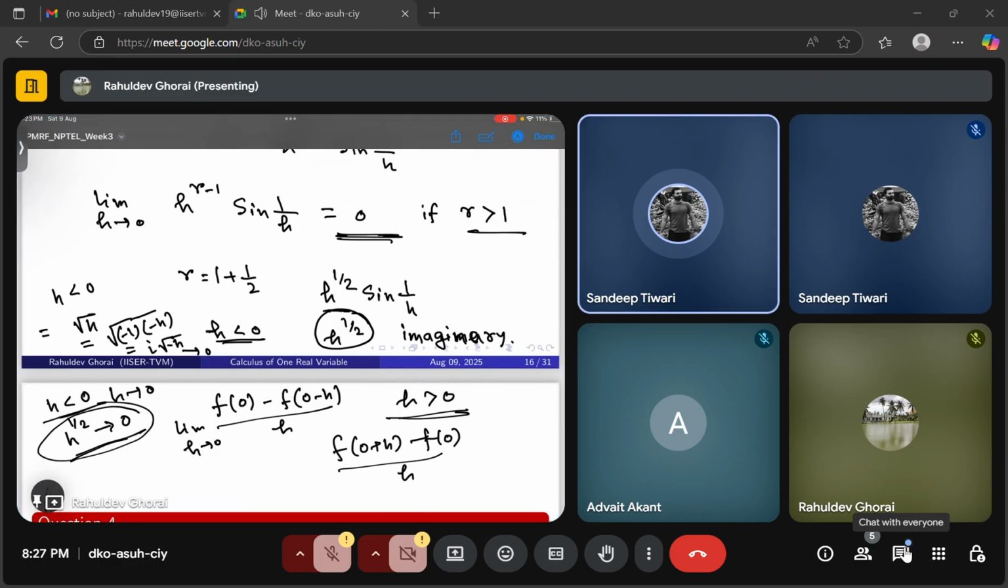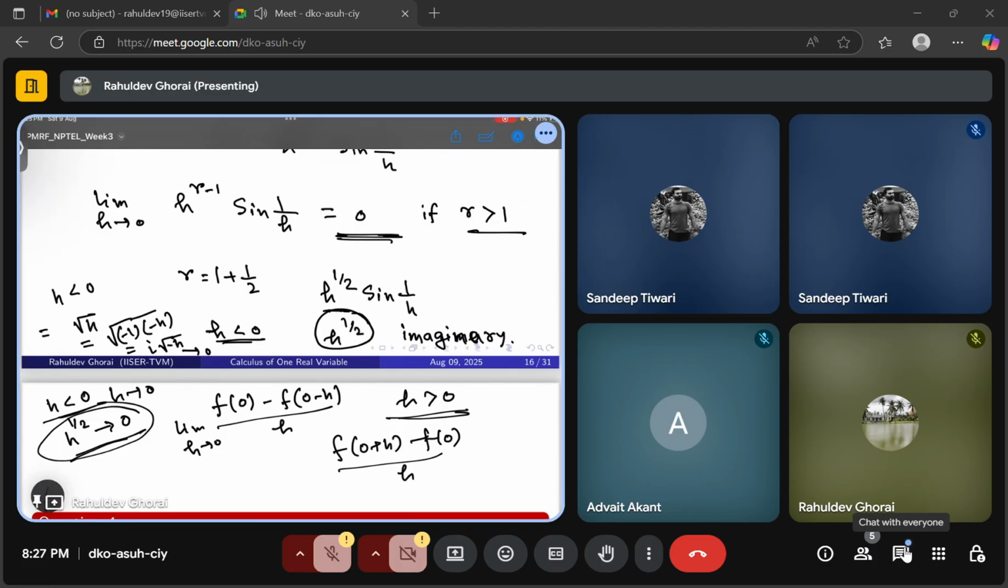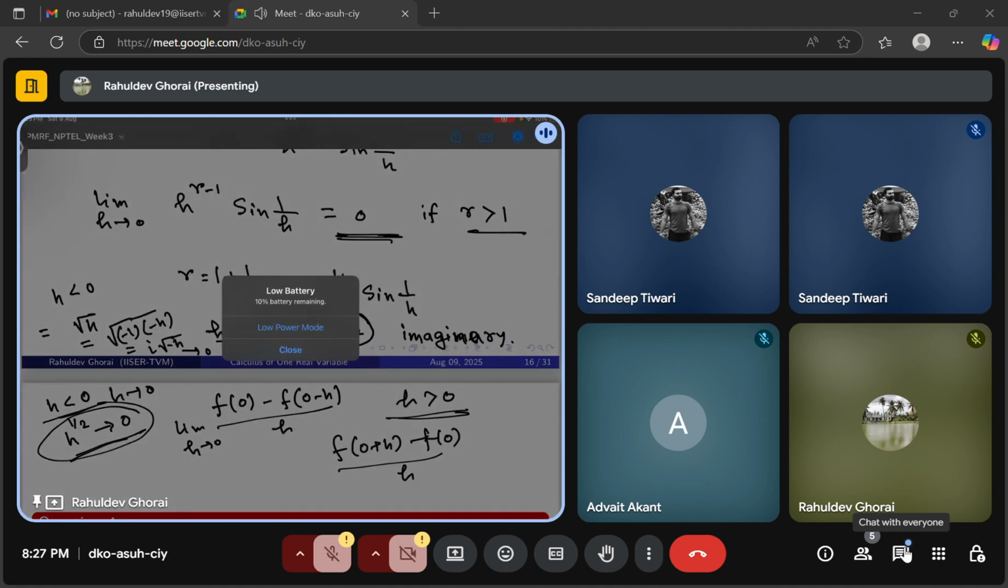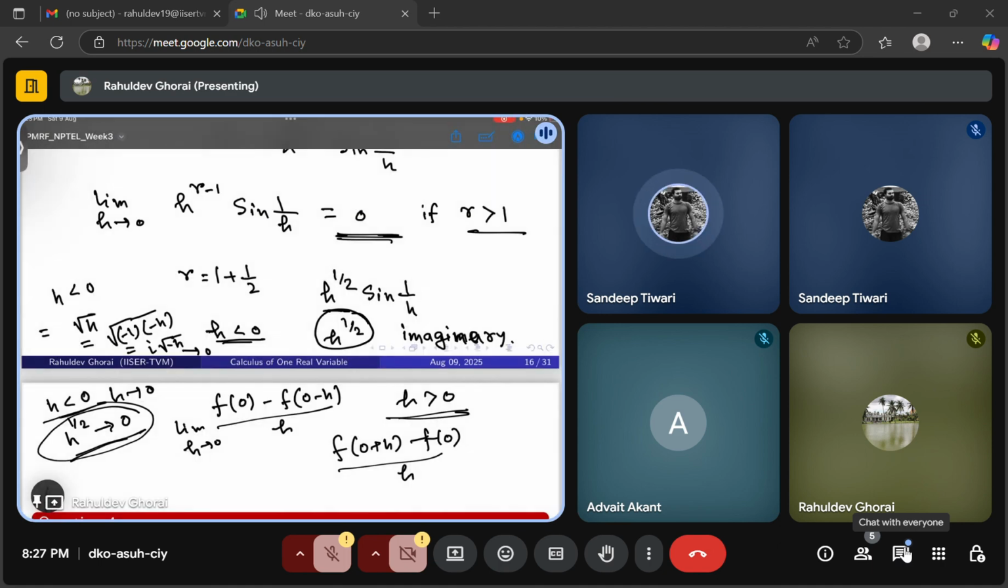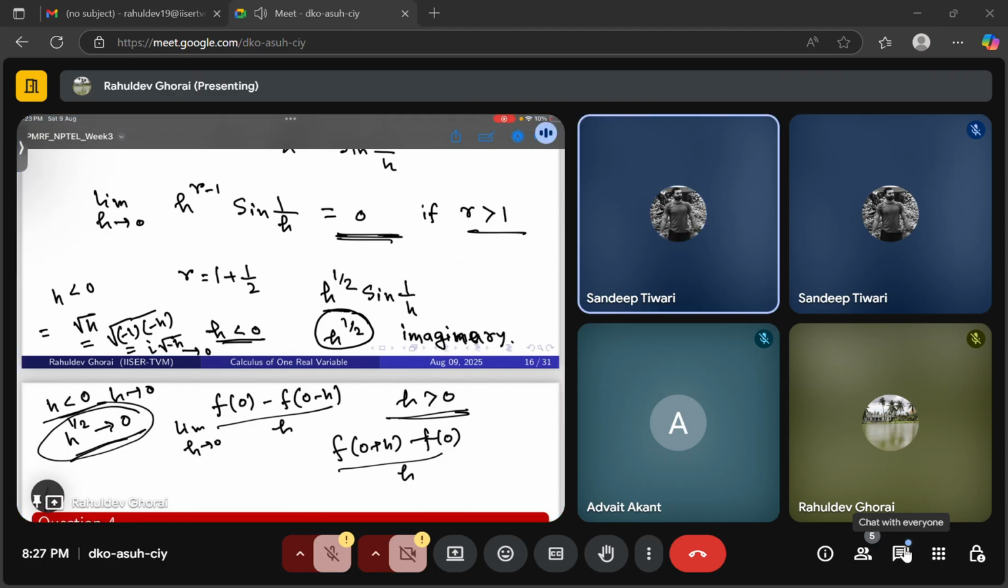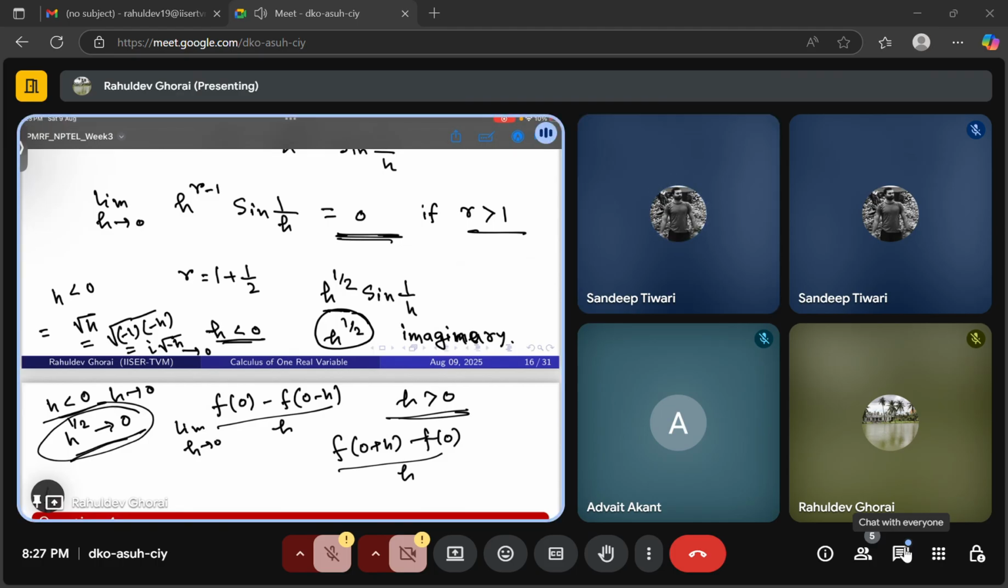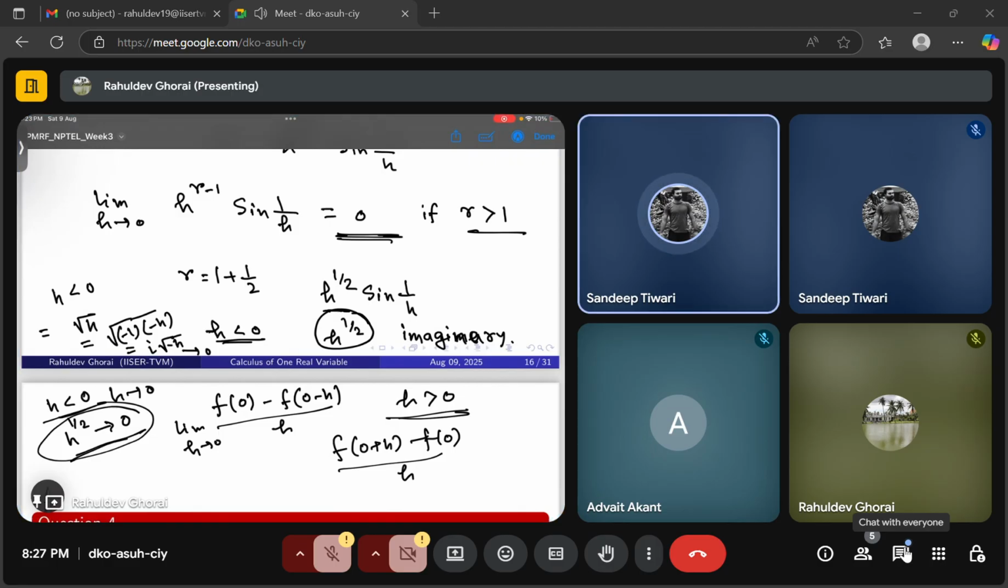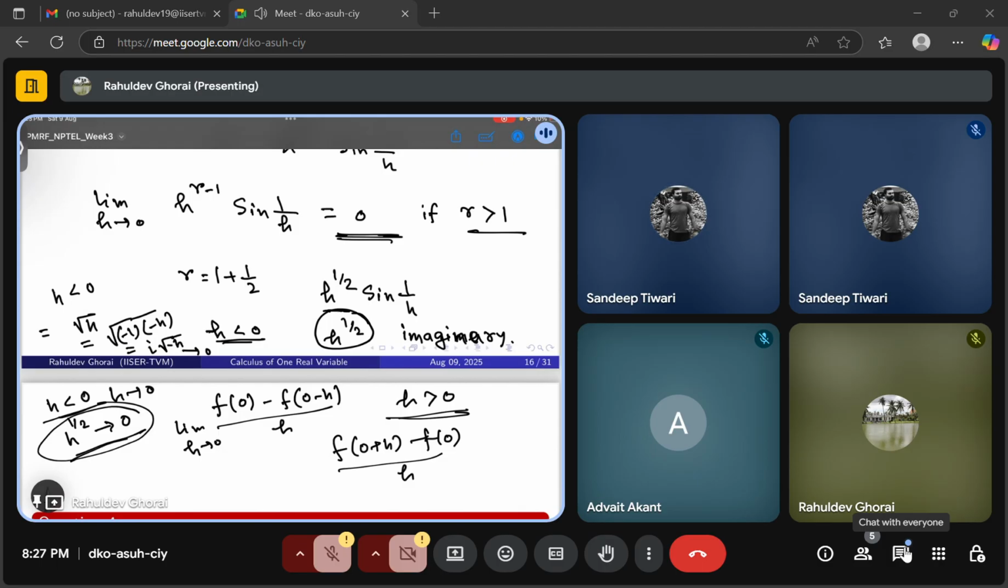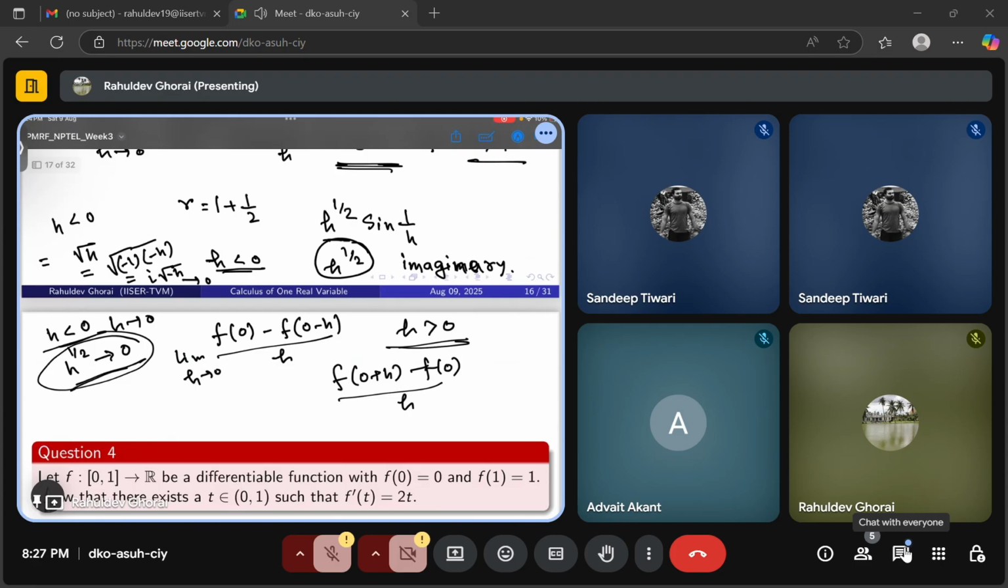Most of the time they do not mention the domain. They will not discuss the domain, or I have seen many places where they take it from 0 to infinity, not minus. But most of the time they do not mention the domain. Okay, I'll see anyway about this. Is it okay, both of you?